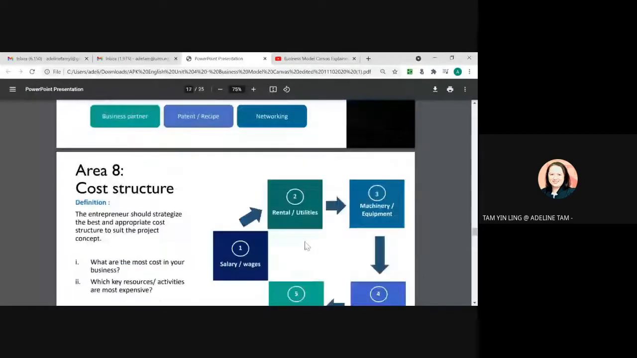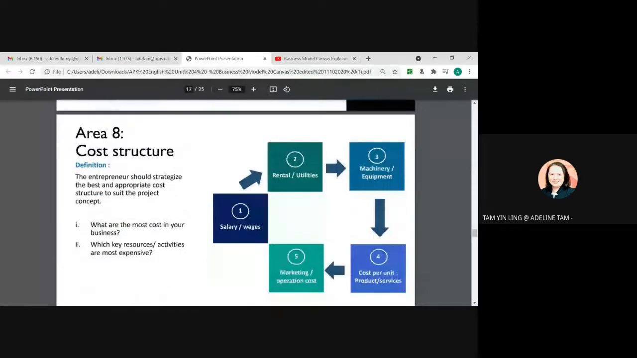And next, cost structure. For cost structure, remember you think of the salary and wages to be paid to yourself also. If you are preparing the food yourself, think of the salary for the people preparing the food. And the rental or utilities you have to pay. If you make cookies, remember you keep on baking the cookies in the oven. If you spend a lot of electricity, you have to count this into the cost. About machinery or equipment, do you need to buy? Cost per unit, and lastly, marketing costs or any other promotional costs.